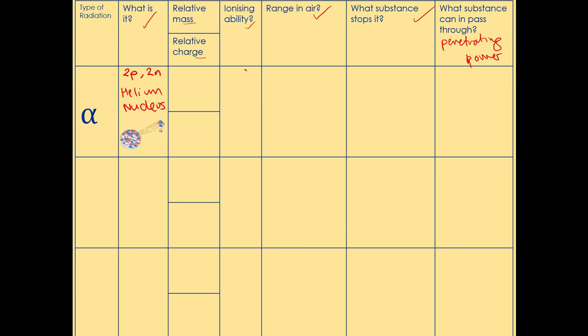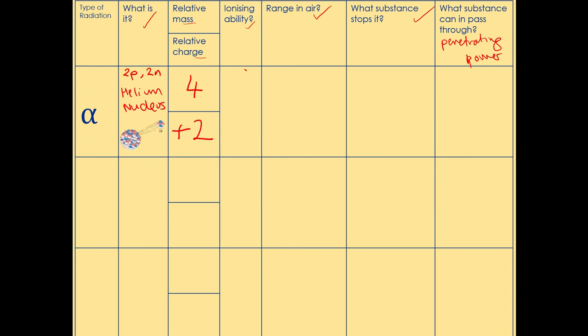nucleus. It's made of 2 protons, each of those has got a charge of +1. It's made of 2 neutrons, each of those has got a charge of 0. So in total it's going to have a charge of +2. It's made of 2 protons, each have got a mass of 1. It's made of 2 neutrons, each of which have got a mass of 1. So it's going to have a mass of 4.